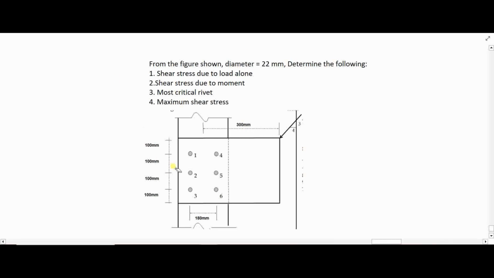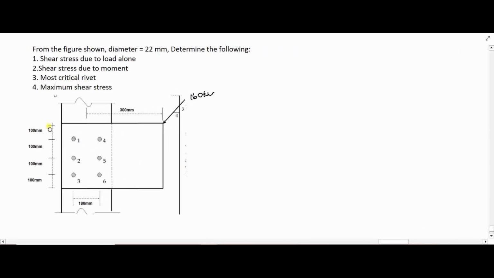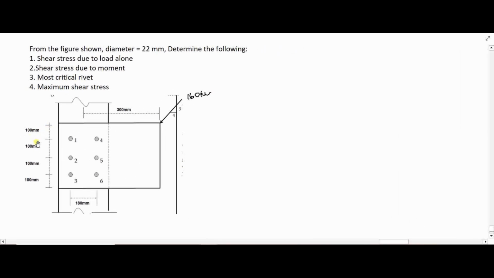So we have our figure here. We have our load, and this load should be 160 kilonewton. Sorry for that. We have our load of 160 kilonewton applied 300 millimeters from the centroid of the bolted connection. Next, we have the spacing of our bolts: vertically, that's 100 millimeters center to center, and horizontally 180 millimeters center to center. So we can now jump to our solution for the first part.